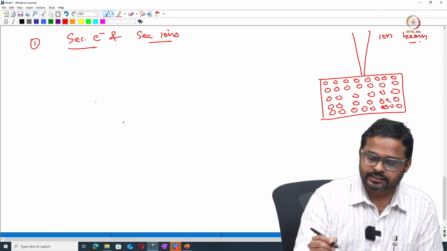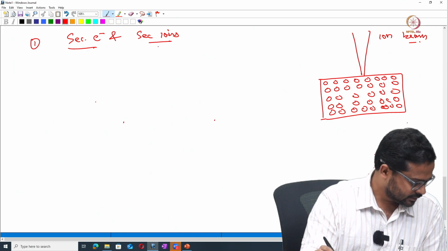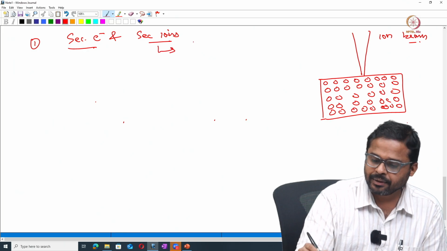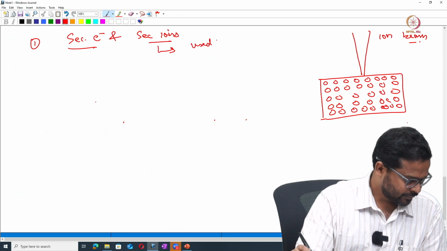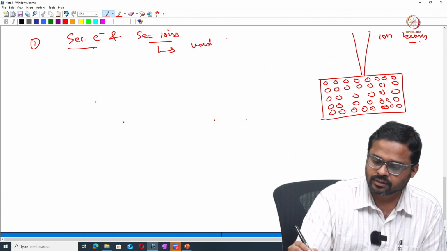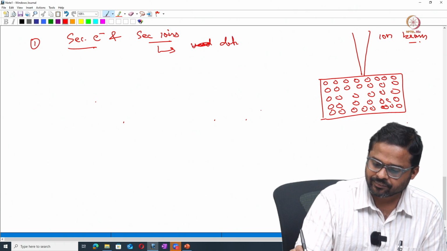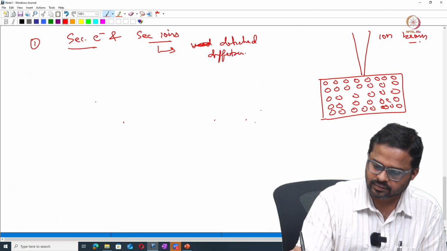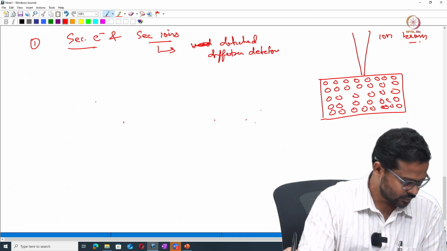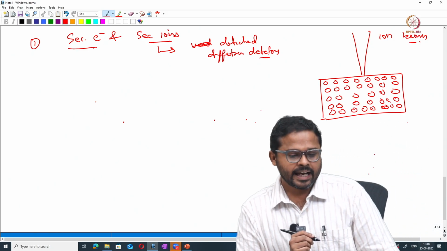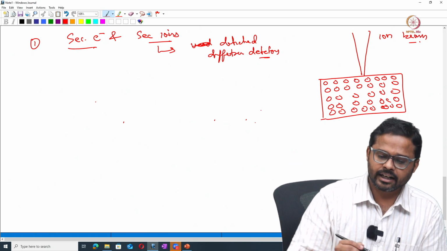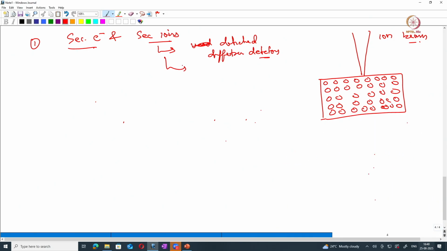These ions and electrons can be detected by different detectors. Okay, and these two, secondary electrons and secondary ions, can be used to form the image of the sample surface.